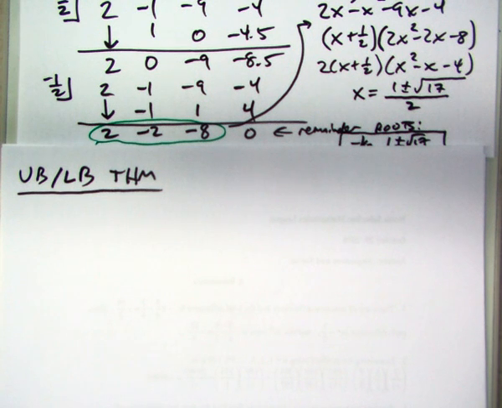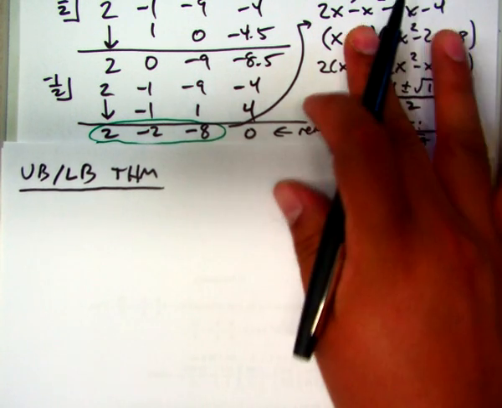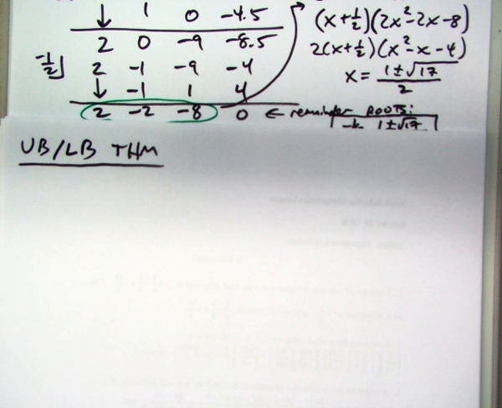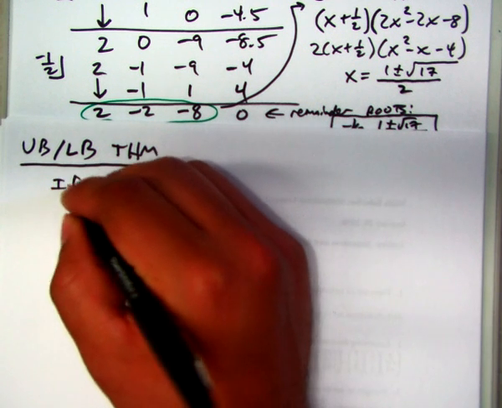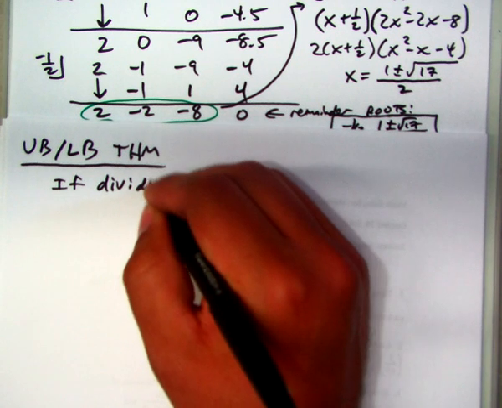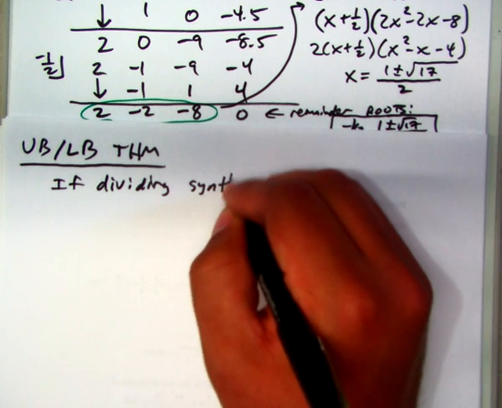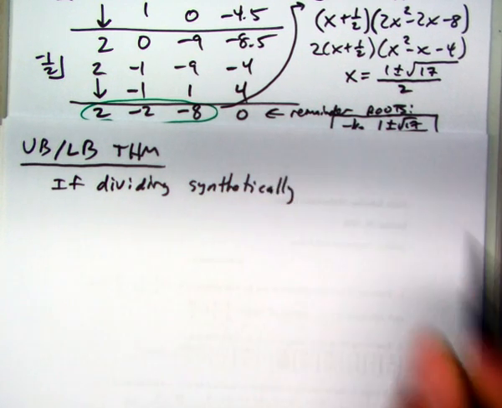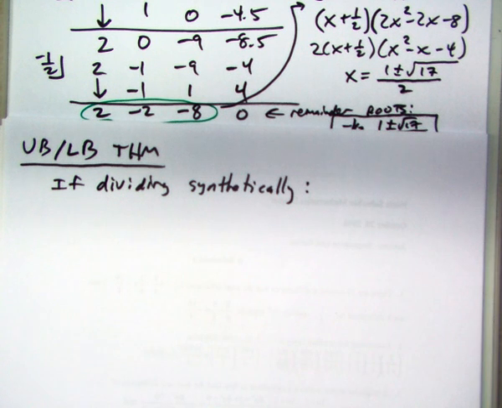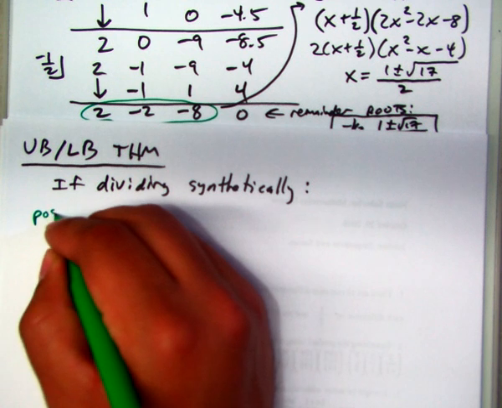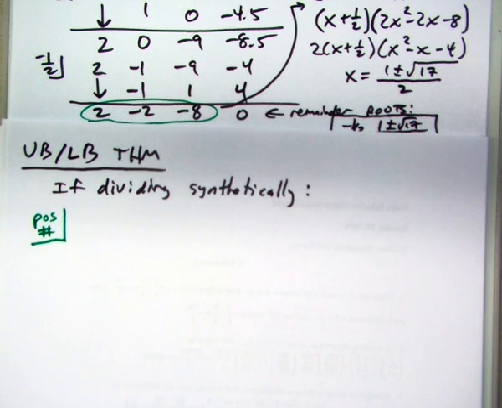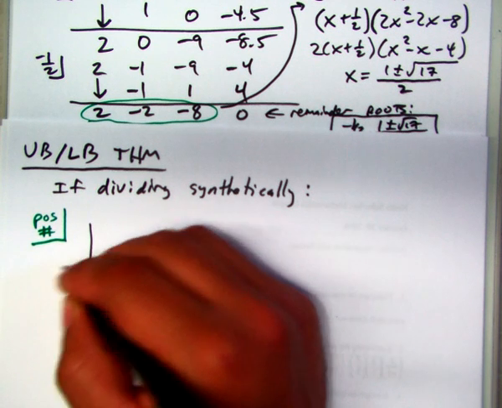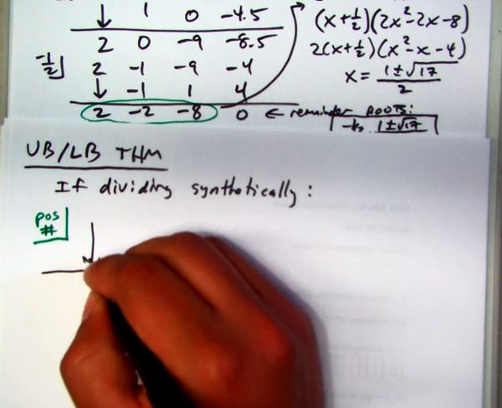And, basically, instead of making this official, I think I'll just cut to the chase. Let's say you're doing synthetic division. So if you're dividing synthetically, you have a couple of scenarios. Let's say you're testing a positive number here. You know, and you bring down this number and you divide synthetically.